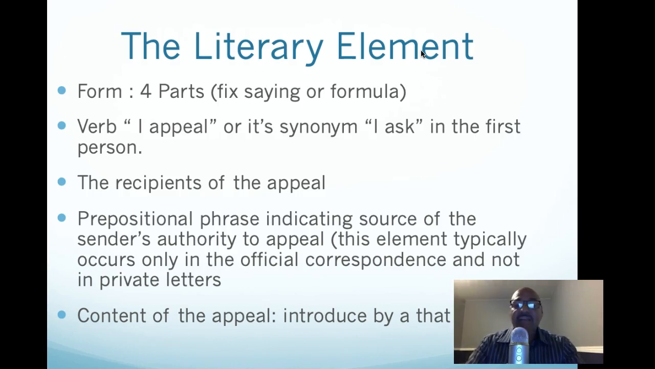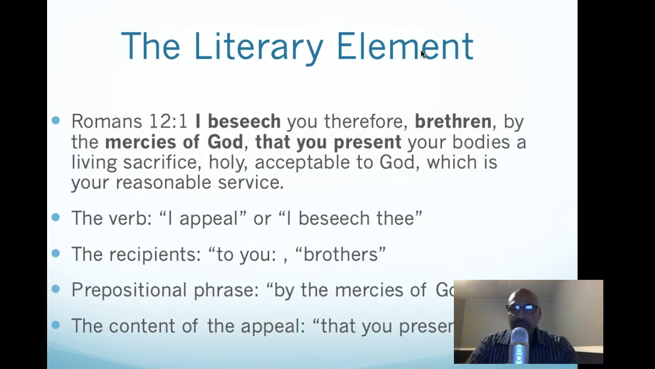The content introduced by that clause. So here's a good example. Here's a good example. I beseech you, brethren, by the mercies of God, that you present your bodies a living sacrifice, wholly acceptable to God, which is your reasonable service. Now, this is Paul's writing, but watch. The verb is I appeal.